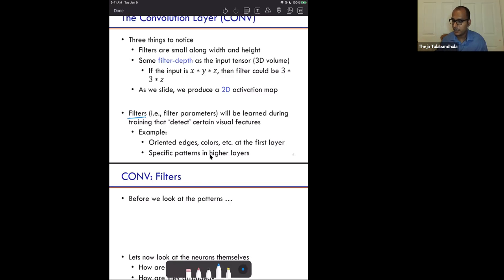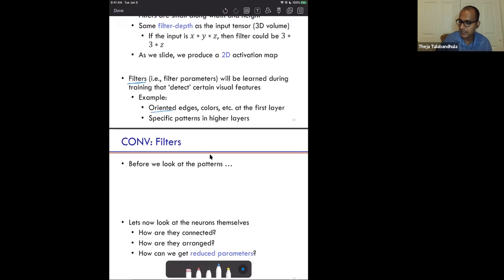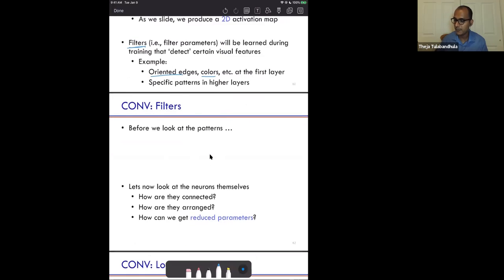So, as I was saying here, if you want to interpret filters, they do this, but at the first layer. Beyond the first layer, interpretation becomes harder. Okay.